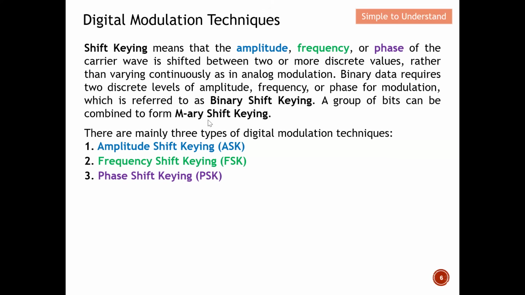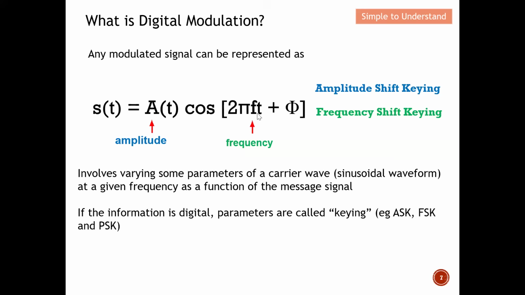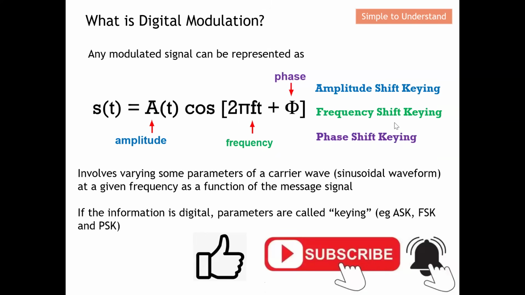So in short, there are primarily three types of digital modulation technique: ASK, FSK, and PSK, which are amplitude shift keying, frequency shift keying, and phase shift keying. This is how the modulated signal can be represented by this equation here. When we change the amplitude, this is what we call amplitude shift keying. When we change the frequency, this is what we call frequency shift keying. When we change the phase, this is what we call phase shift keying.